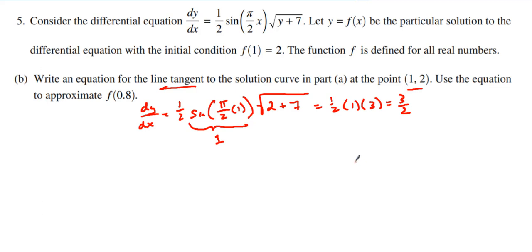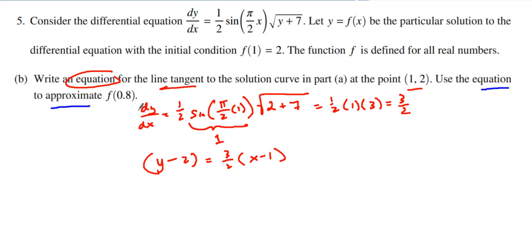The slope is 3/2. So we want to write an equation. We're going to write our equation y minus 2 equals the slope 3/2 times (x minus 1). And that uses each one of those to get my equation. Now we're going to use that equation in order to approximate f of 0.8.